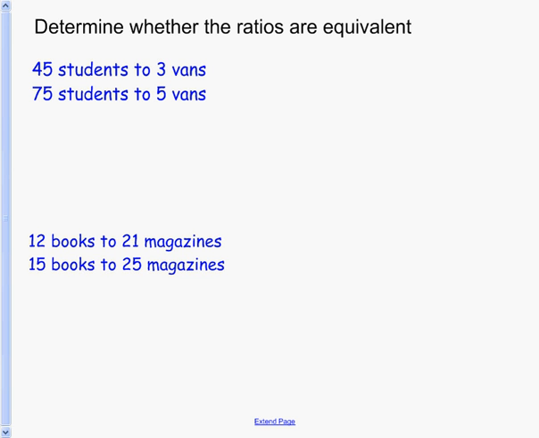Slide 3. We're determining whether the ratios are equivalent. So first we have to write each as a ratio. I'm going to write 45 over 3. And I'm going to have 75 on top because I want students to match with students over 5. Now to see if these are equal, we're going to cross multiply.